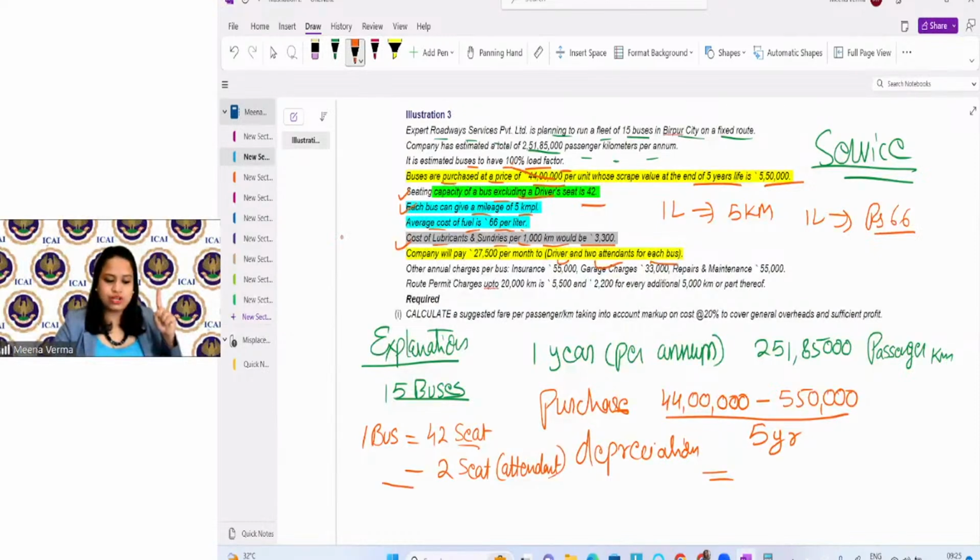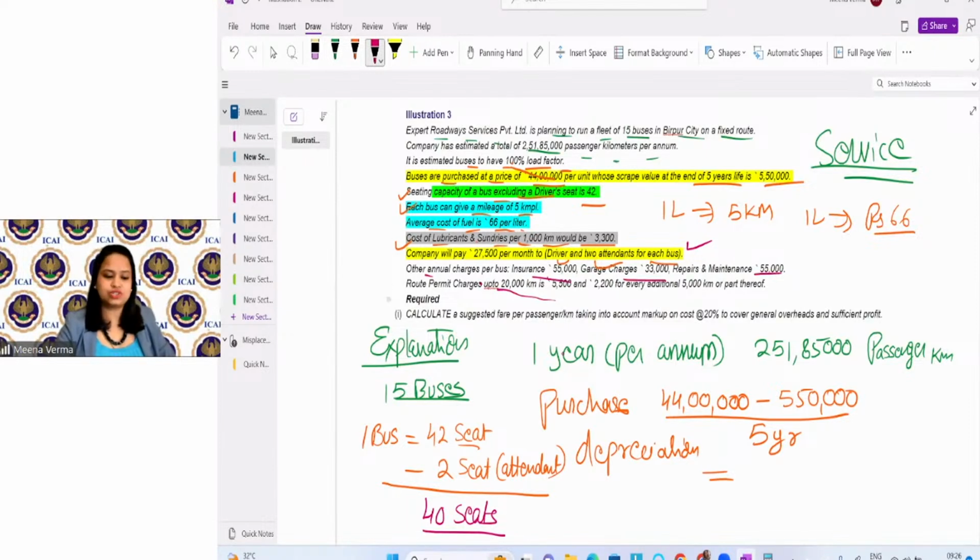So out of 42 seats, 2 seats will be occupied by the attendant. So how many seats are left for the passengers? 40 seats are left for the passengers. Okay, what else do we have? Other annual charges per bus are given. Insurance, garage charges, repair and maintenance, and route permit charges are all given, right? All these charges are given.